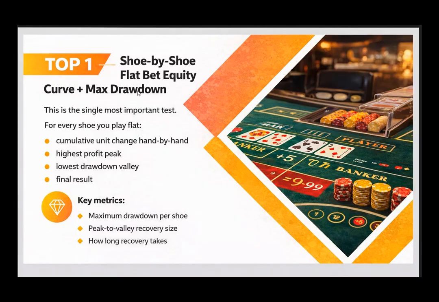Well, the point of thresholds is to determine what the system's capable of. All right. So what this flat bet equity curve and max drawdown is, this is what it says. This is the single most important test. For every shoe, I don't know why my screen keeps doing this. For every shoe you play flat: cumulative unit change hand by hand, highest profit peak, lowest drawdown valley, final results. Okay. Key metrics: maximum drawdown per shoe, peak to valley recovery size, how long recovery takes. That's essentially all that there really is.